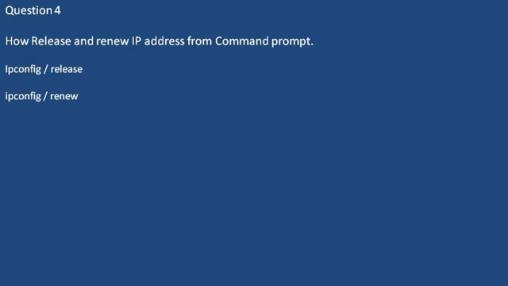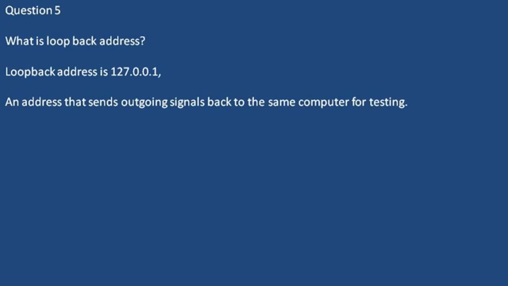Question number 4. How to release and renew an IP address? From the command prompt, ipconfig /release, ipconfig /renew. Question number 5. What is a loopback address? Loopback address is 127.0.0.1, an address that sends outgoing signals back to the same computer for testing.